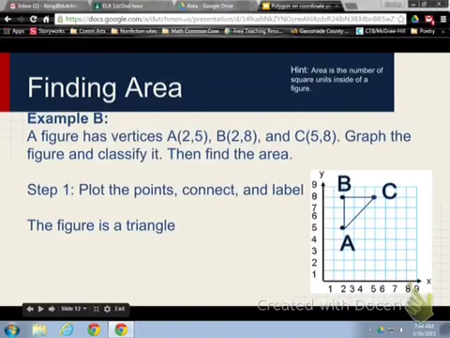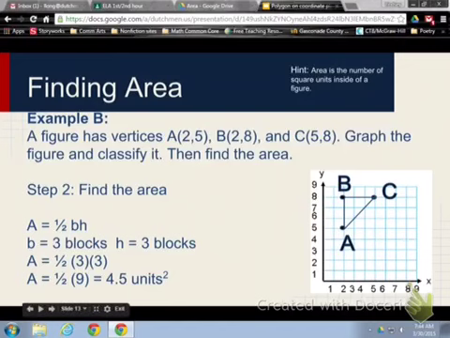Our second example, we're doing kind of like what we did with the first one. We have 3 vertices that they give us. We're going to graph that figure, classify it, which means to name it, and then find the area of it. So step 1, we have to plot the points. So we're starting off with A, which is (2, 5). So I go over 2 and up 5, and I label that A. And then B, we go over 2 and up 8 to give us here, and I label that B. And then C, we go over 5 and up 8 to get that point. So when I connect those, I find that we have a triangle.